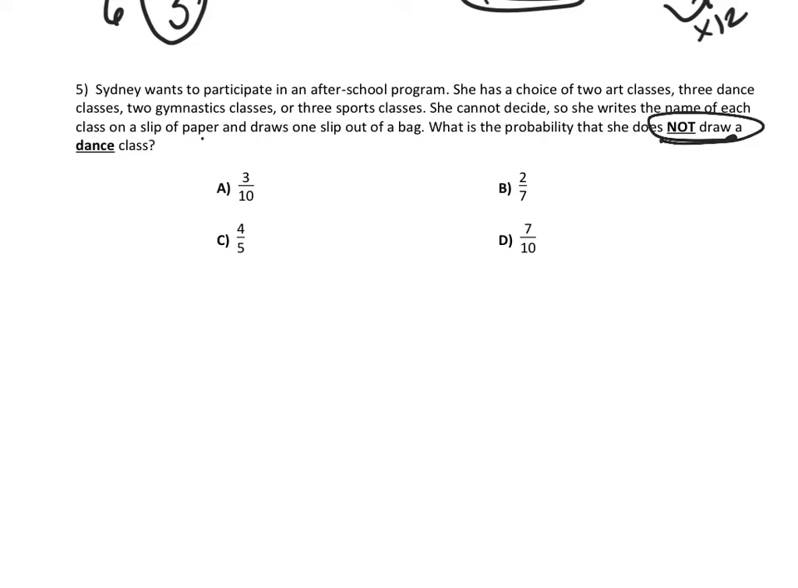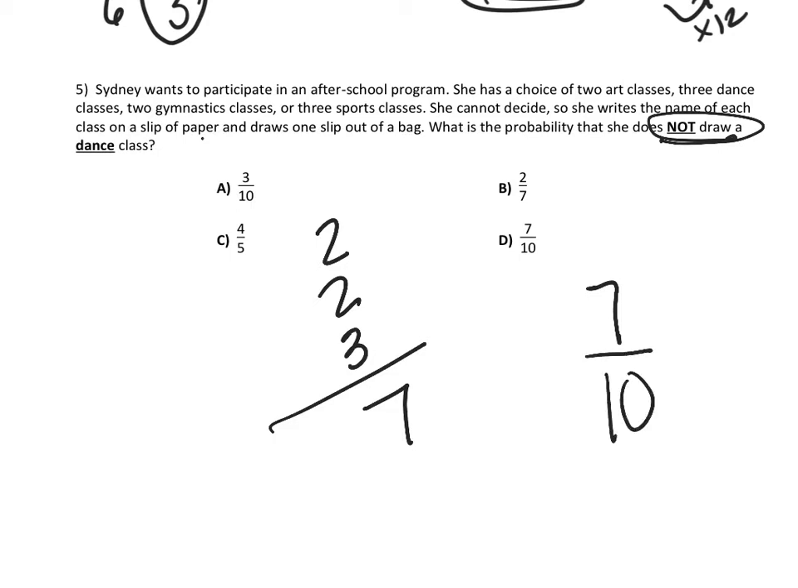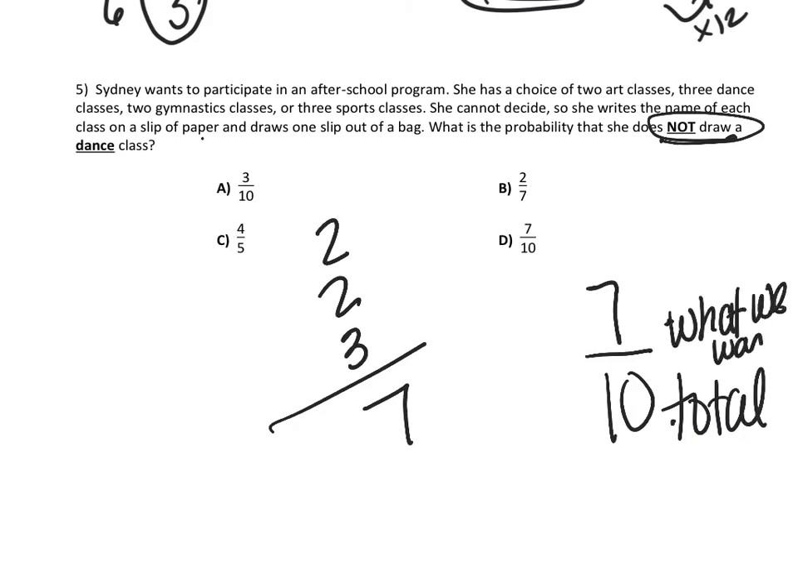So we want everything but dance. Well, there's 2 art, 2 gymnastics, and 3 sports. So there's 7 of those, and there's 3 dance. So 7 out of 10. So what we want out of our total outcome. So total and what we want, which is answer choice D.